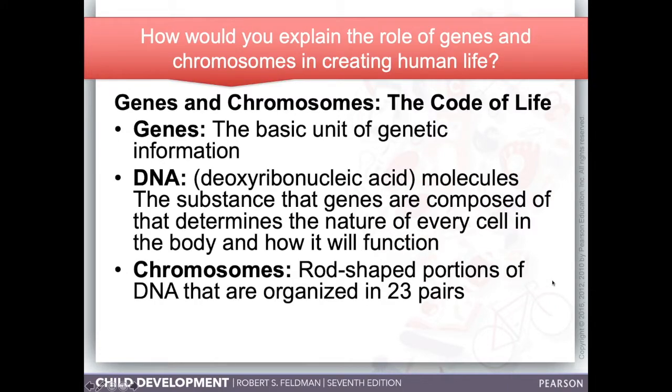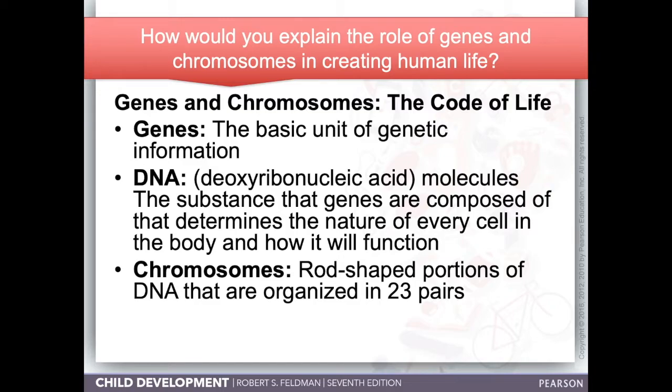So how would you explain the role of genes and chromosomes in creating human life? Genes are the basic unit of genetic information. Everything is coded from genes. Everything is kind of predetermined from what mom and dad carry, what they've been passed down, the way the description of the code of life would have formed.